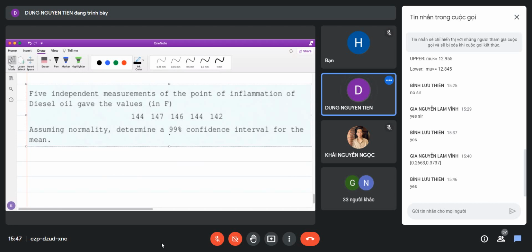Let's try this example. 5 independent measurements of the flash point of diesel oil gave the values in degrees Fahrenheit: 144, 147, 147, 146, 144, 142. Assuming normality, determine a 99% confidence interval for the mean. All right, can you do that? Please think about that for a minute and tell me your answer.